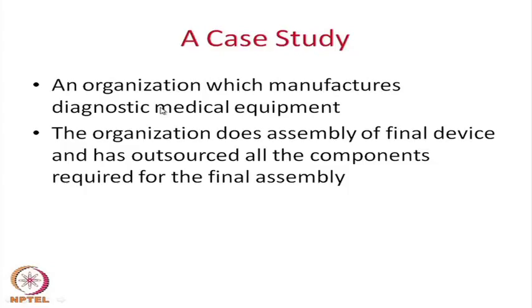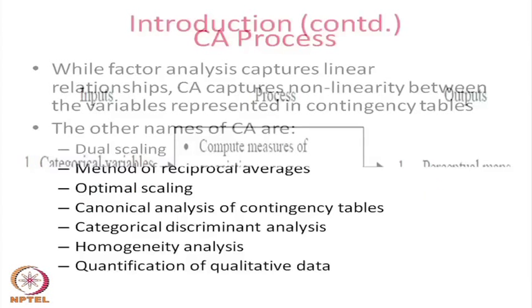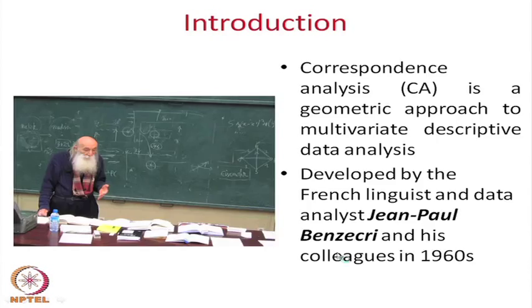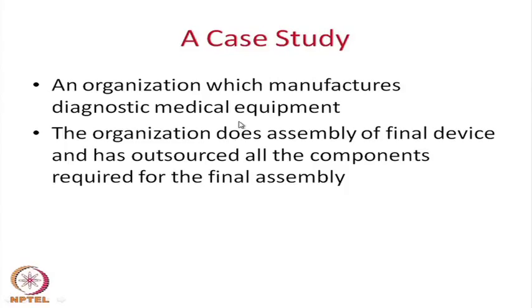So let us start with a case study, because it will help us to understand CA. An organization manufactures diagnostic medical equipment. This is our case. The organization does assembly of the final device and has outsourced all the components required for the final assembly. This is one of our case studies or papers; the reference is Rabindran S and Maiti, 2012, a framework for integrated analysis of quality defects in supply chain, ASQ Quality Management Journal, volume 19, issue 1, page numbers 34 to 52.